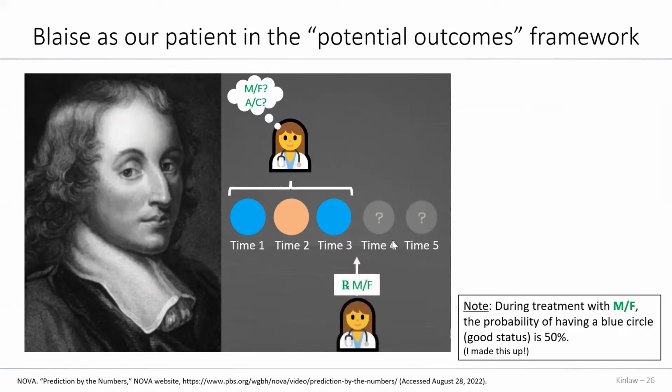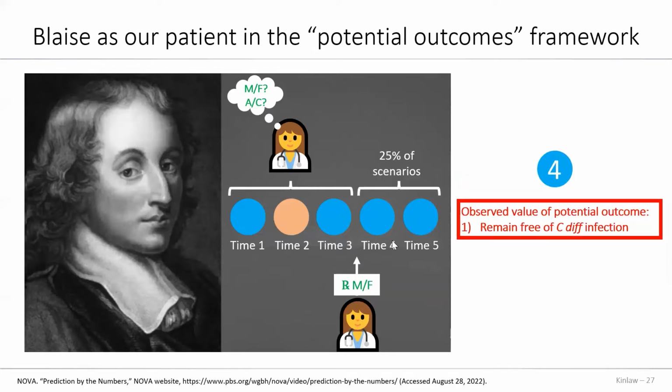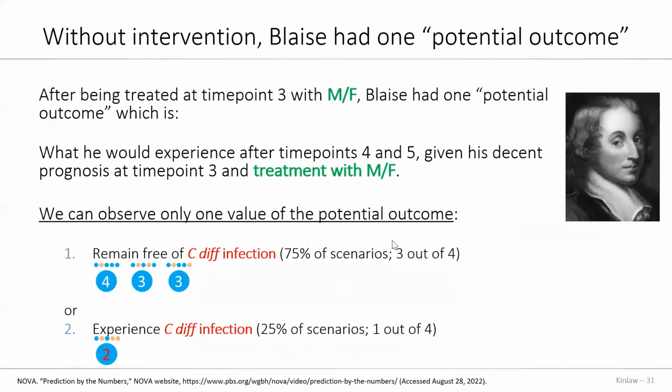At each time point, 4 and 5, under treatment with ciproflagyl, the probability of having a good health status, a blue circle, is 50%. After time 5, we'll be able to observe the value of Blaise's potential outcome. Either he'll be infection-free, at least 3 blue circles, or he'll be infected, less than 3 blues. We see that both circles will be blue 25% of the time. 25% of the time, only the 4th circle will be blue. 25% of the time, only the 5th circle will be blue. And finally, 25% of the time, Blaise will get no more blue circles.